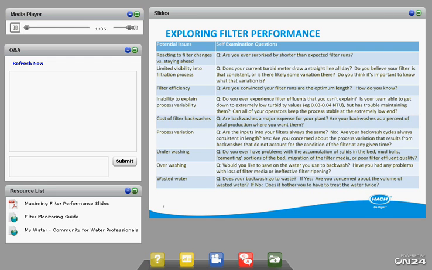How do you know? Are the inputs into your system always the same? And does your system always respond the same when you do consistent things with your process? If some of these questions resonate with you, it may mean that there's additional opportunity to maximize the performance of your filters. So that's what we'll be covering as we go through the presentation today. I'll give you just a moment to look through these questions and see if anything else resonates.